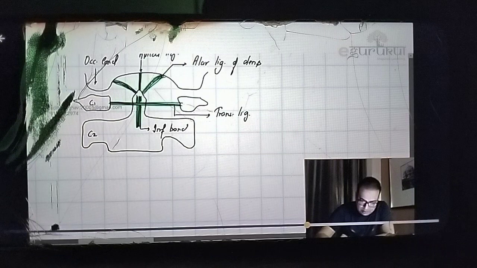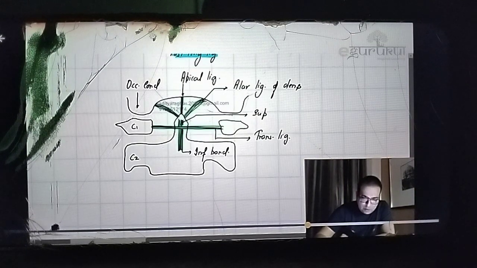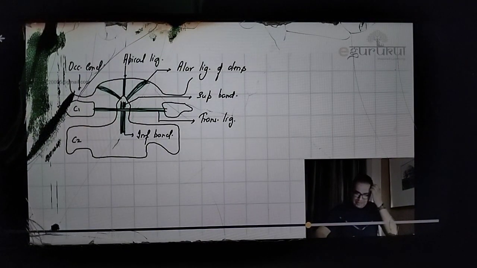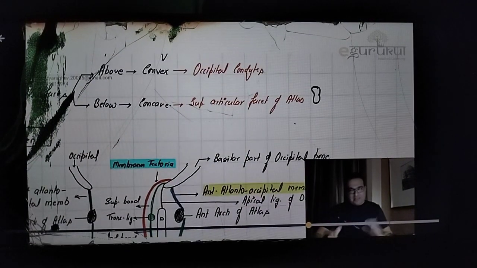This is the inferior band, and there's a cut end of the superior band. Cut end of the superior band. Overall, the whole cruciform ligament. If you have understood these two diagrams, let's complete this topic. So we're talking about the atlanto-occipital joint, and then we'll go to the atlanto-axial.